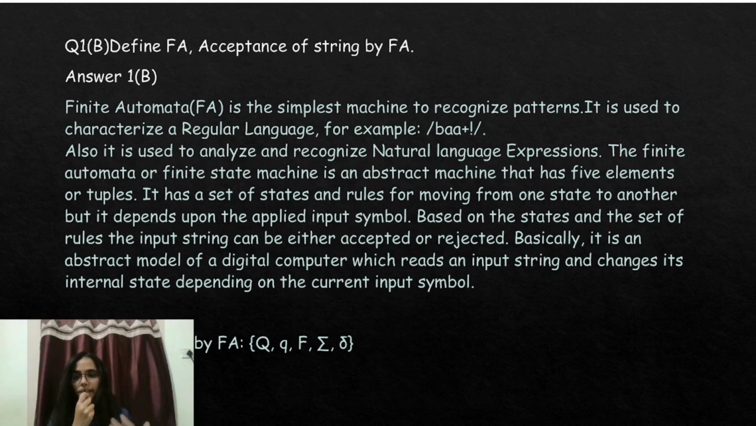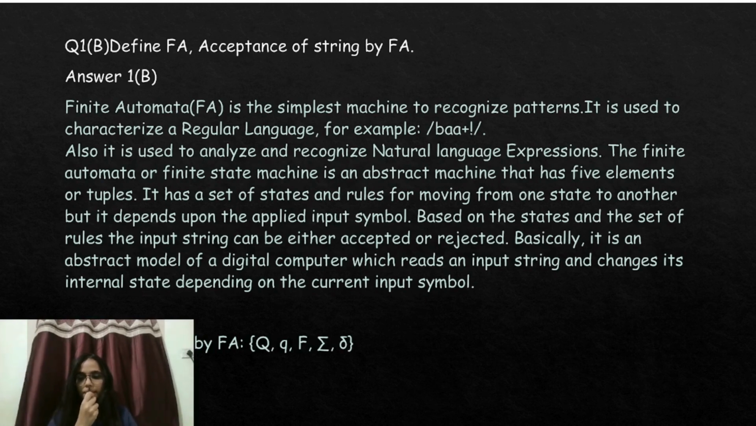The finite automata or finite state machine is an abstract machine that has five elements or tuples. It has a set of states and rules for moving from one state to another, but it depends upon the applied symbols. Based on the states and the set of rules, the input string can be either accepted or rejected. Basically, it is an abstract model of a digital computer which reads an input string and changes its internal state depending on the current input symbol. The five tuples of FA are Q, small q, capital F, sigma, and the transition function. Okay, let us proceed to the next part of the first question.